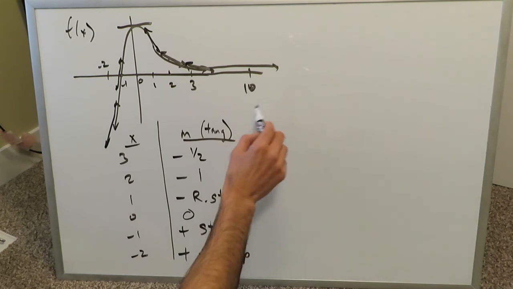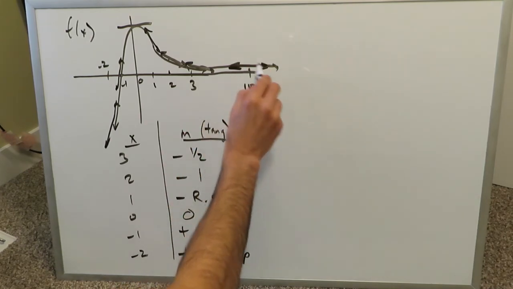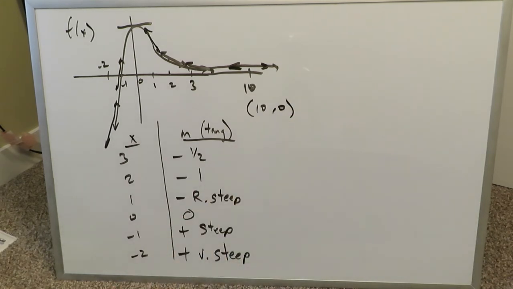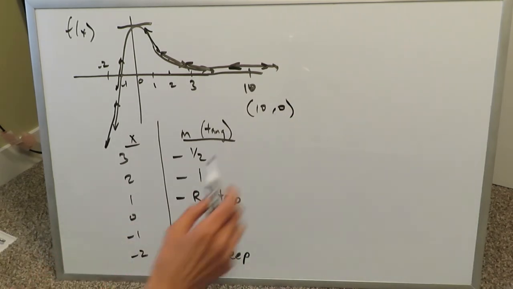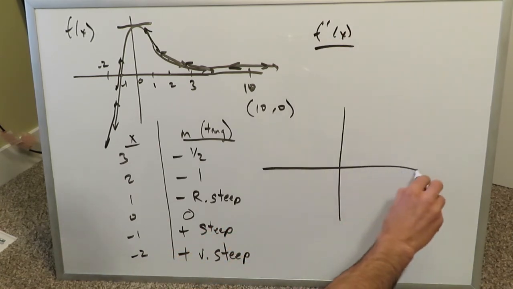And then let's come up with this other coordinate pair for 10. At a value of 10, I'm having a relatively flat line, so I would give it a slope of 0. We have a good number of points here to determine the graph of what a derivative would look like. And let's plot it out over here.